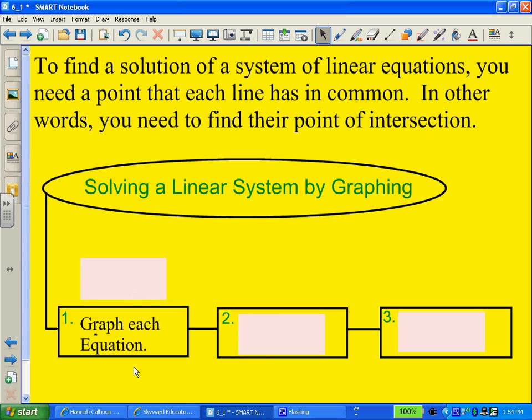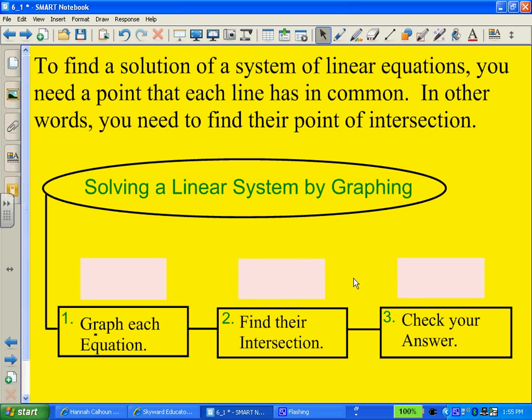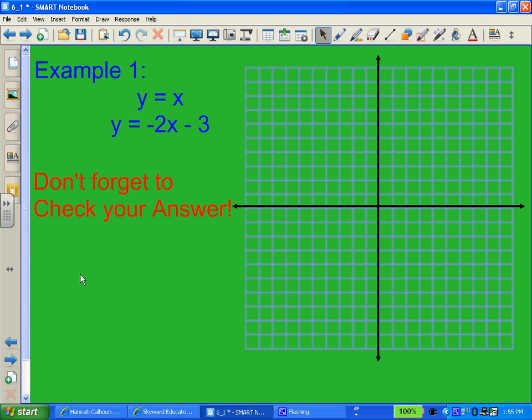So the very first thing that we have to do is just to graph each equation. And we've been working a lot in chapters 4 and chapter 5 about graphing. So hopefully we're getting pretty good at this by now. Second thing we're going to do is figure out where they intersect. And then the third thing we're going to want to do is check our answer. Because we'll be able to know without having to look at the answer book or ask the teacher or anything like that whether we got it right by checking our answer. So let's look at an example.